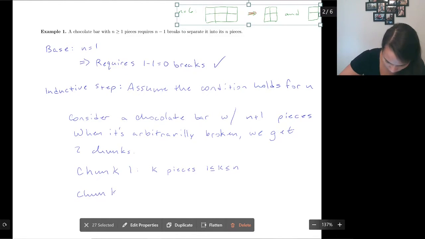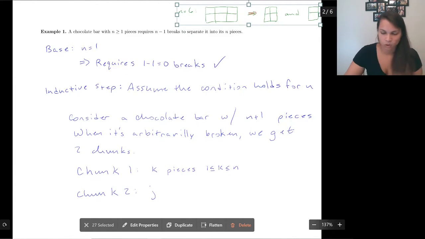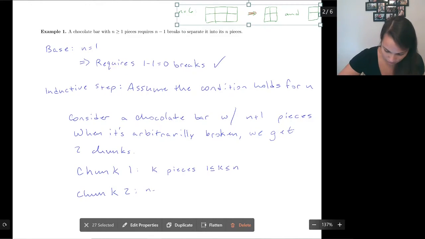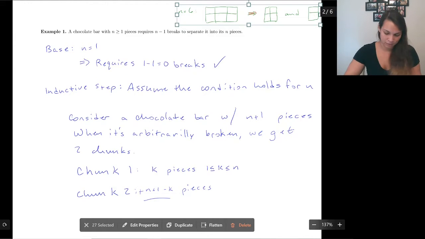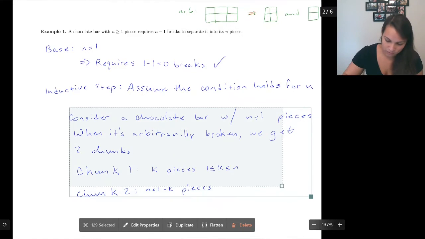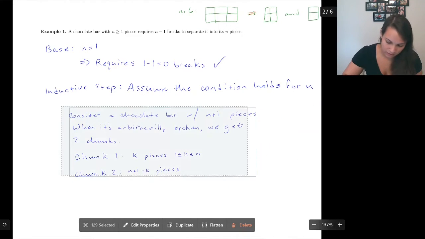Chunk 2, what I don't want to say is that he has j pieces. I don't want to invent a new variable. I want to use what I already have. So in total, they have to add up to n plus 1 pieces. So n plus 1 minus k pieces for chunk 2, right? So now if we add these up, we get n plus 1 pieces in total. So now we've got our chocolate bar broken up into pieces.